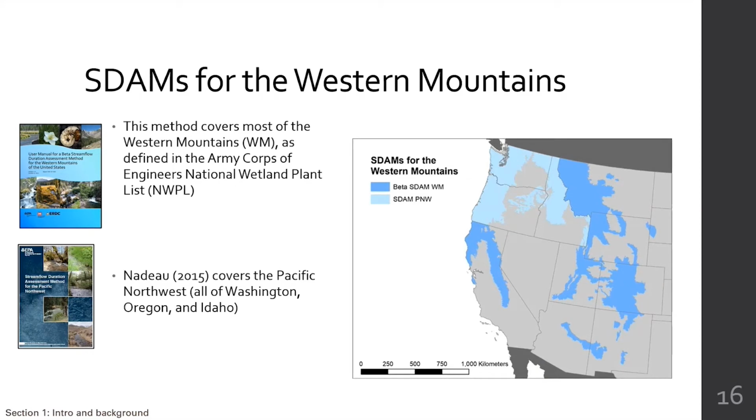The Western Mountains covers many states in the West, but there's actually two SDAMs that you can use within this region. The method that we're talking about today is what we call the Beta SDAM for the Western Mountains, and it roughly corresponds to the Western Mountains and Coastal Valleys region defined by the Army Corps of Engineers National Wetland Plant List. And it excludes 3 states in the Pacific Northwest: Washington, Oregon, and Idaho.